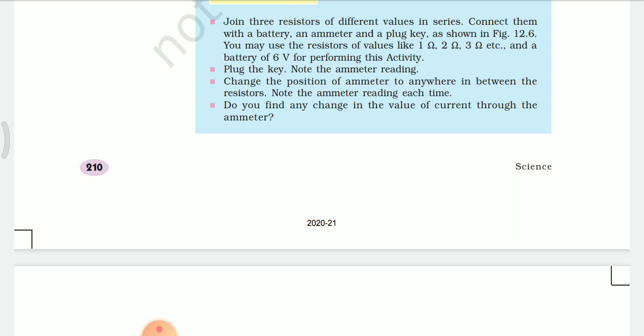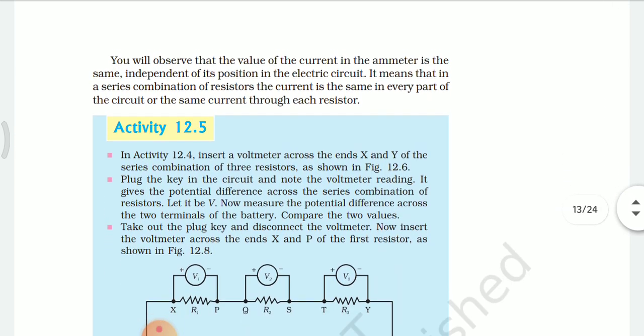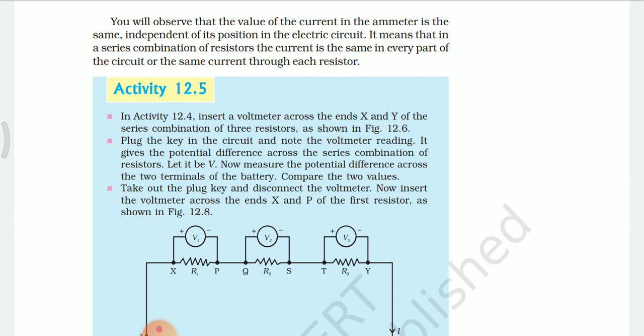Plug the key. Note the ammeter reading. Change the position of the ammeter to anywhere in between the resistors. Note the ammeter reading each time. Do you find any change in the value of current through the ammeter? You will observe that the value of current in the ammeter is the same, independent of its position in the electric circuit. It means that in a series combination of resistors, the current is the same in every part of the circuit, or the same current flows through each resistor.